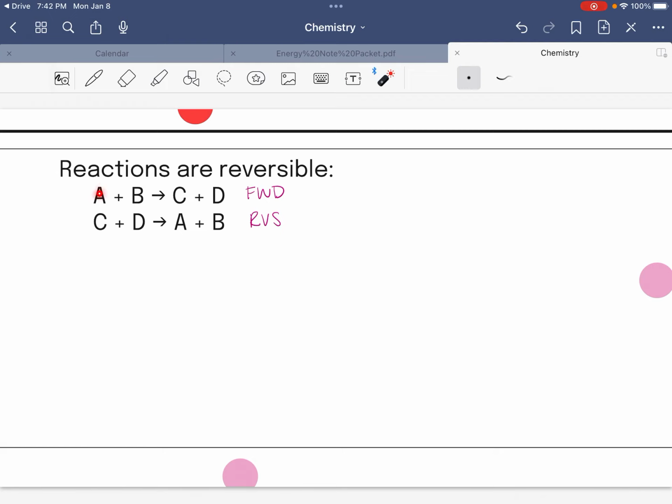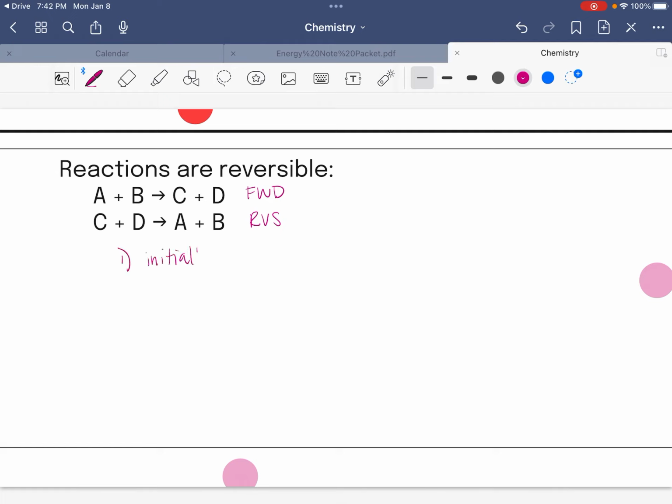What we see with both of these reactions is that here we have our reactants, A plus B, yielding our products C and D. In the reverse reaction, our products are actually acting as the reactants, and they are producing the products that were before considered reactants.